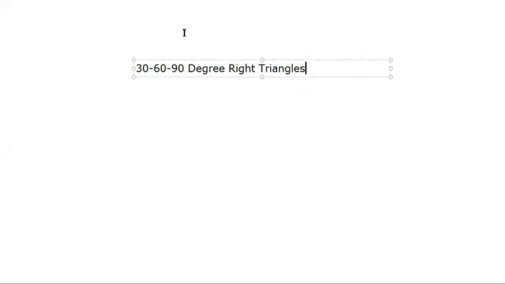Hi, welcome to Lesson 8 in our geometry series. Today we're going to speak about the 30, 60, 90 degree right triangle. This is the second type of special right triangle. In our last lesson we covered 45, 45, 90, and in this one we're specifically talking about a 30, 60, 90 triangle.